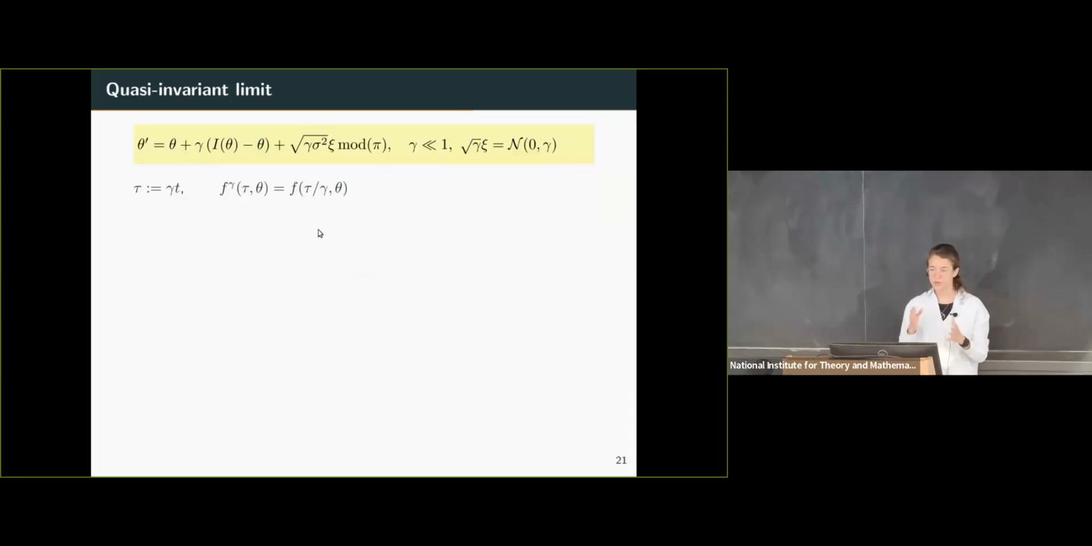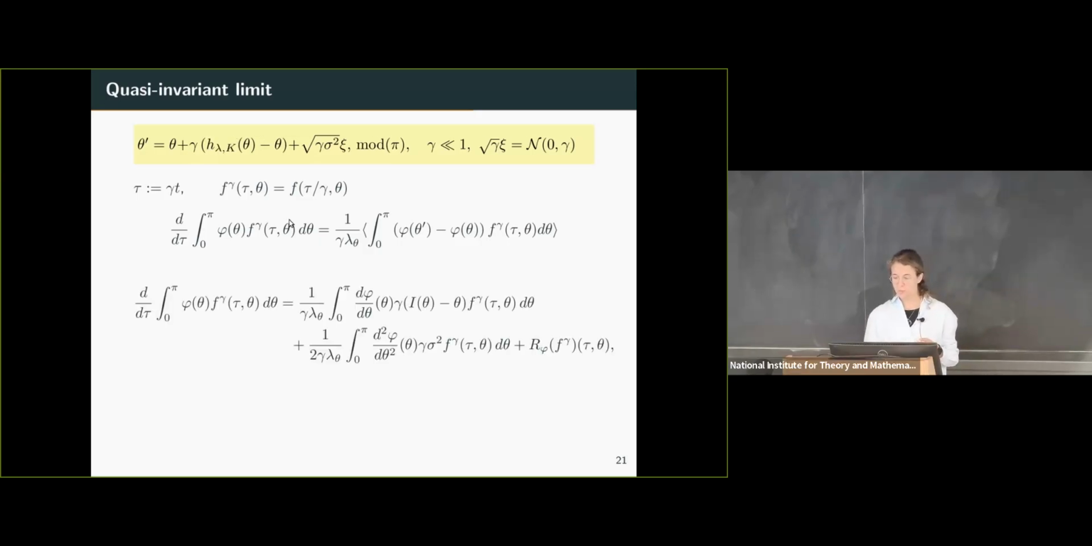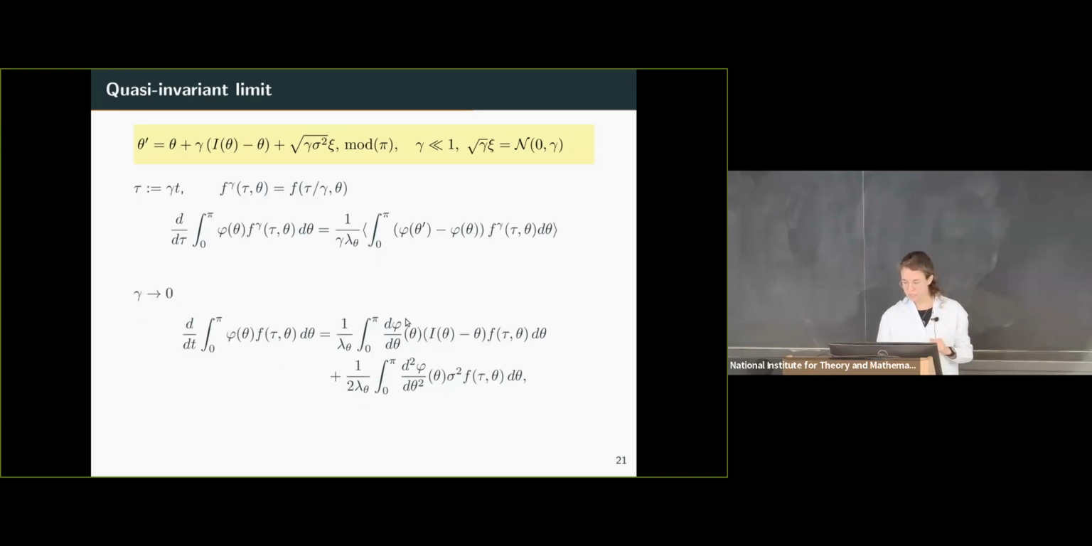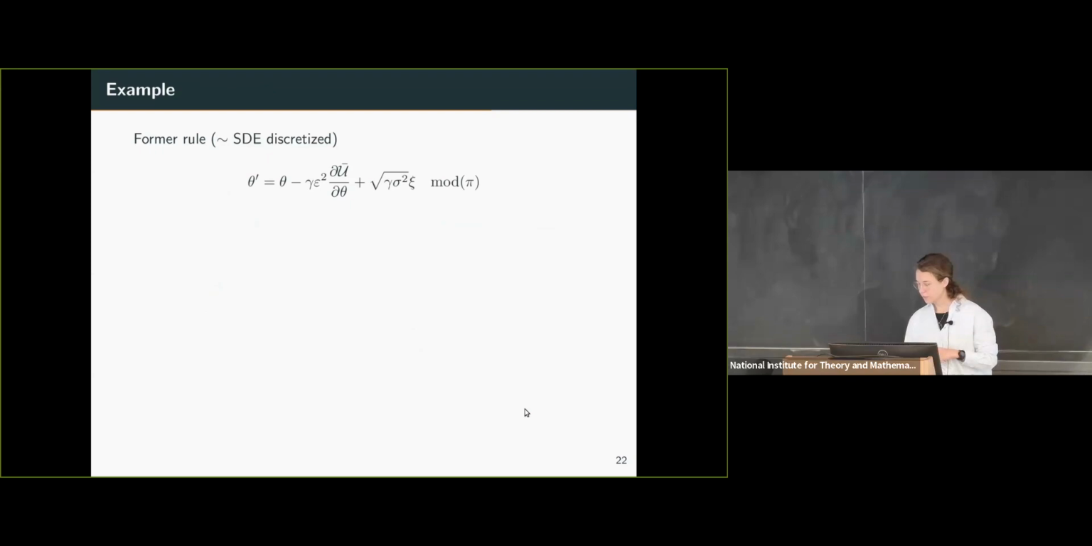So what can we do mathematically? Again, we can consider the quasi-invariant limit. So we rescale the time and our microscopic rule. We consider the rescaled collision-like equation. Essentially, what we do is we perform a Taylor expansion of phi of theta prime about phi. And letting gamma go to 0, we obtain this weak equation. And this, by gaining the strong form, so integration by parts and the boundary conditions, which are dictated by the problem, yields us a Fokker-Planck equation. So what happens? Do we have a relation with respect to what we have done before? Well, yes, of course.